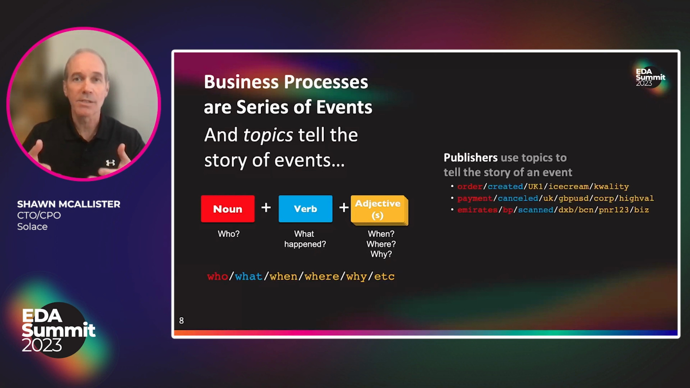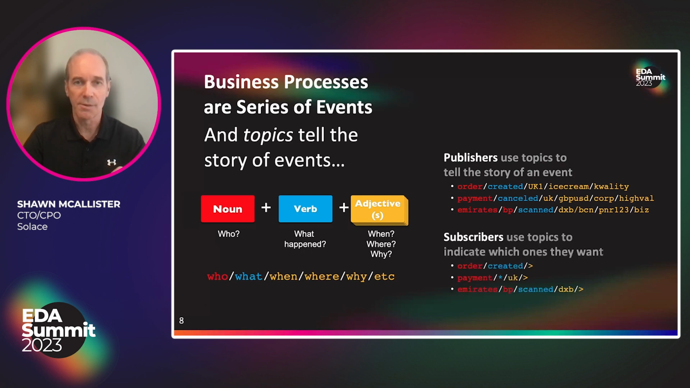Well, you can create topics that look like this, where you can say an order was created for ice cream. And here's some information about that ice cream. Or you can say that a payment was canceled and it happened to be a high value payment. Or you can say that Emirates had a boarding pass that was scanned, and here's some information about the boarding pass scan. So you annotate your event with this kind of metadata, noun, verb, and adjectives. And then you can create subscriptions to receive only the events that you want based on that metadata. And you can use wildcards like the asterisk that wildcards one particular level, or you can use the greater than sign to say any metadata following this in the topic.